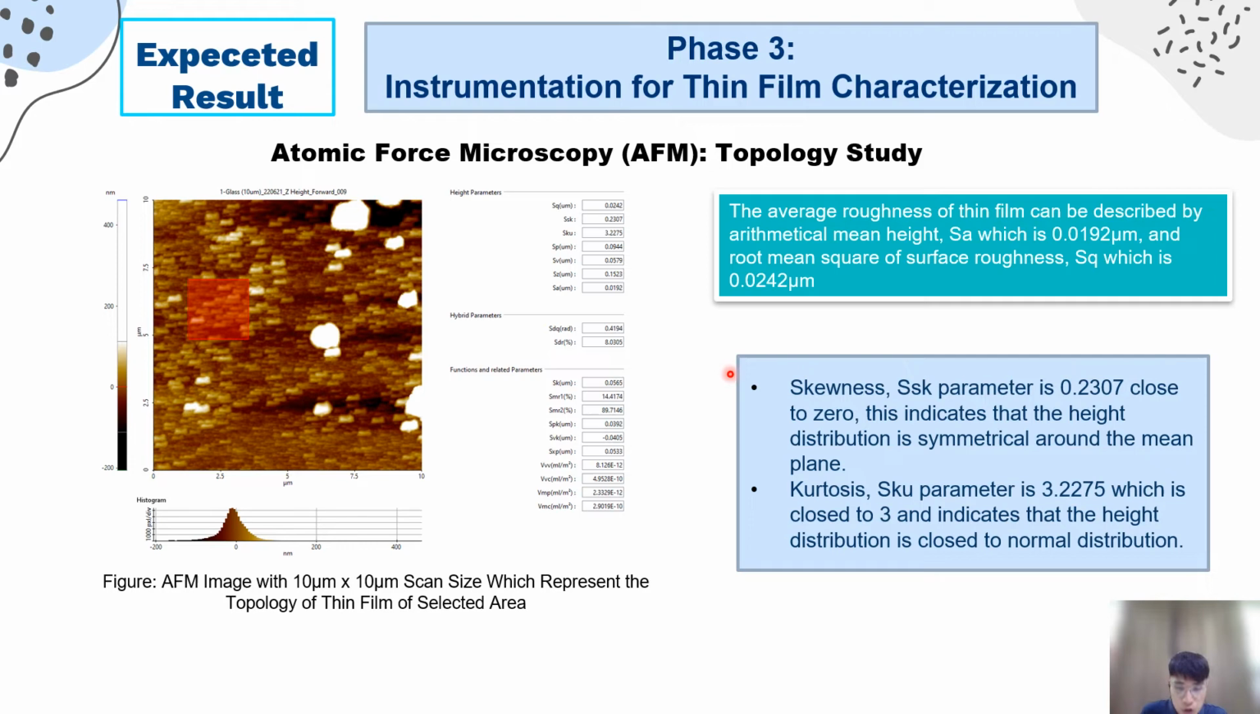And there are 2 additional parameters we use to study the topology. One is the skewness, which is 0.237, which is very close to 0. That indicates that the mean height distribution is symmetrical around the mean plane. And regarding its kurtosis, which is 3.2275, which is very close to 3, which indicates that the height distribution is very close to normal distribution. That means that the surface roughness actually is smooth and rather more uniform.